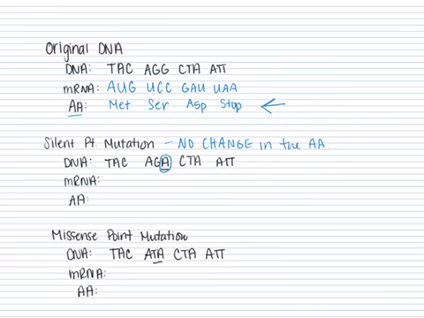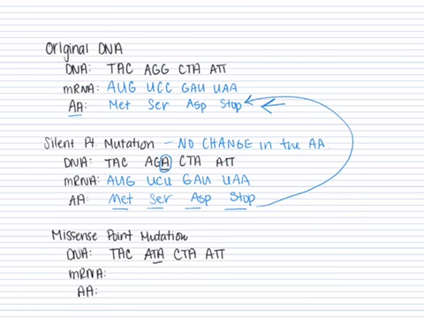Again, we need to go through transcription first. AUG, UCU, GAU, UAA. Okay, AUG, methionine, that didn't change. UCU is still serine. GAU is aspartic acid, and then UAA is our stop. So again, looking at these four, they compare directly back, and there is no change. That's a silent mutation.